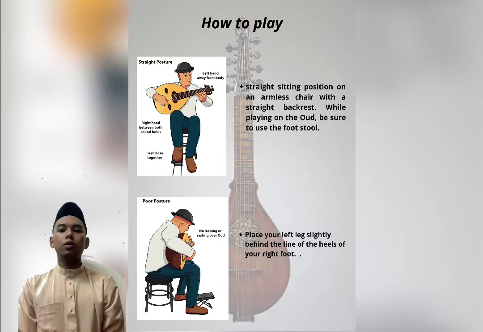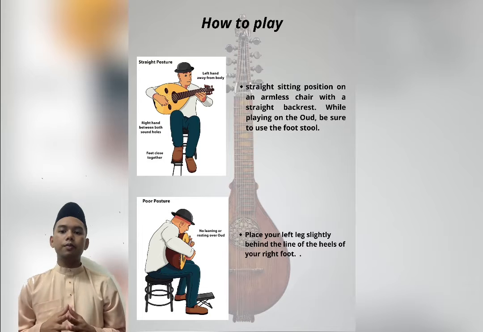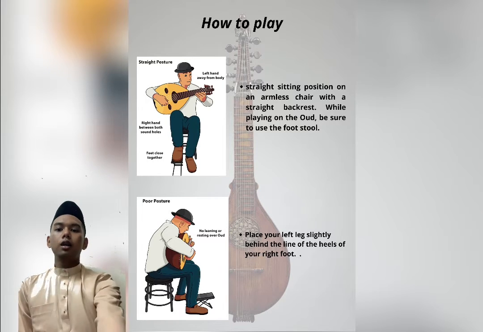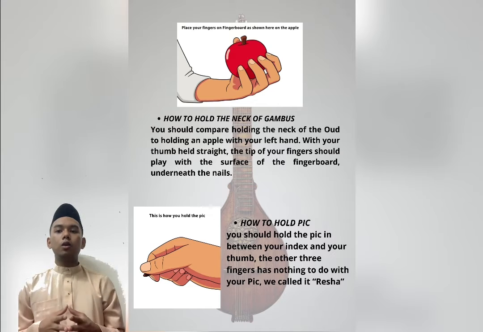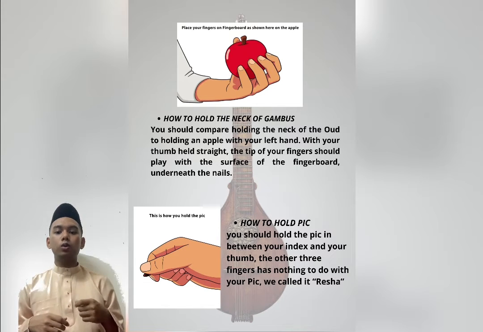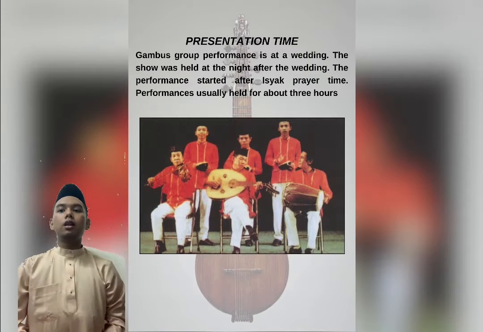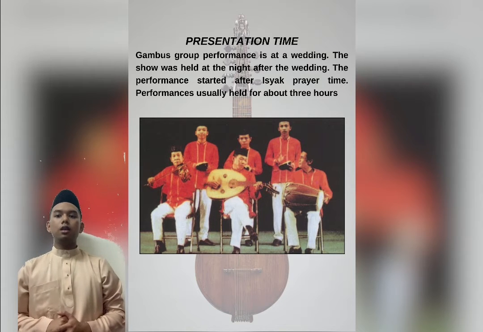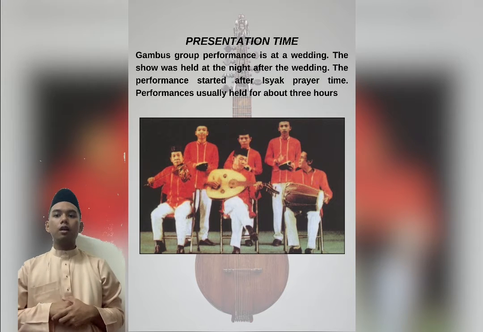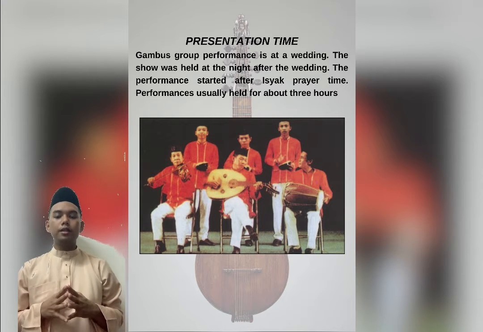This is how we play a Gambus. The first one is the straight posture and poor posture. This is how we place the finger at the neck of the Gambus, and this is how we hold the pick. And the last one is presentation times. The Gambus group performance is at weddings. The show is held at night after the wedding ceremony.